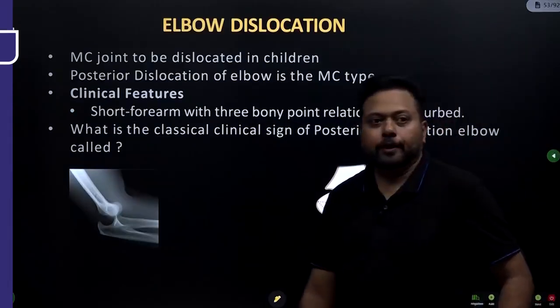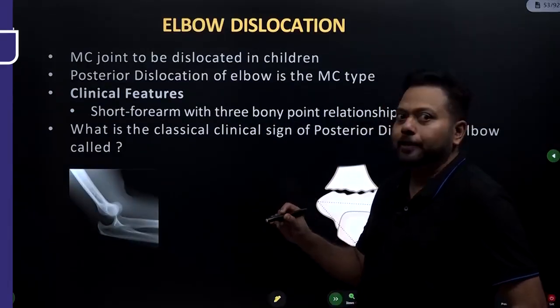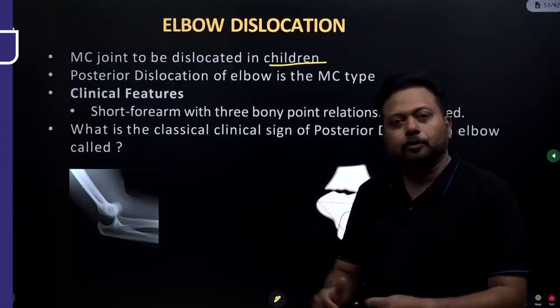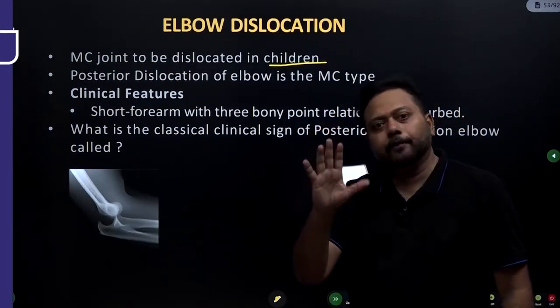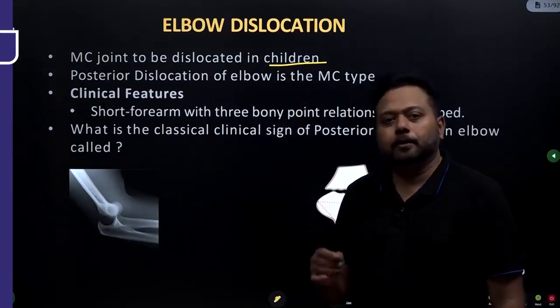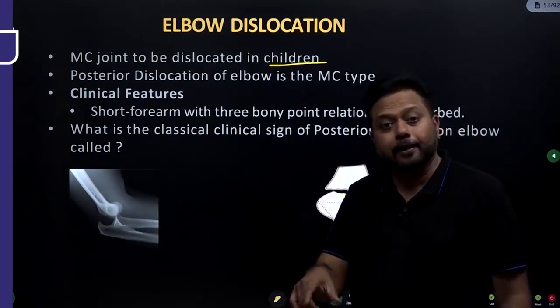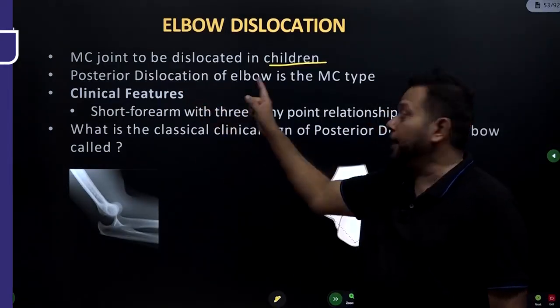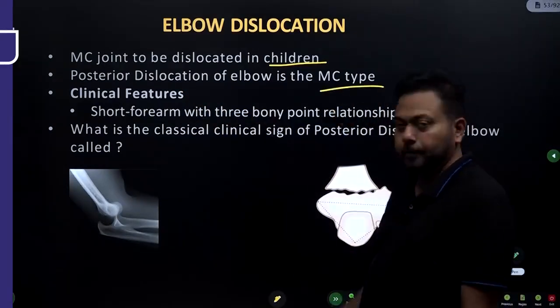Okay. Elbow dislocation. Most common joint to be dislocated in children. Very, very tricky point, dear friends. Most common joint to be dislocated in the human body, if they ask without mentioning any age, is shoulder dislocation. If they specifically ask most common joint to be dislocated in a child, it is not shoulder, it's elbow. Posterior dislocation of the elbow is the most common type.